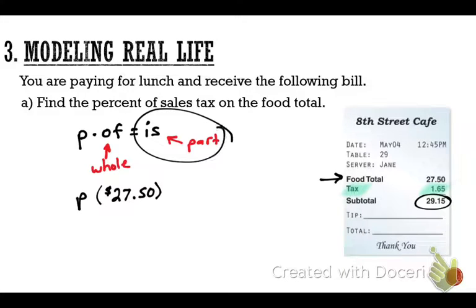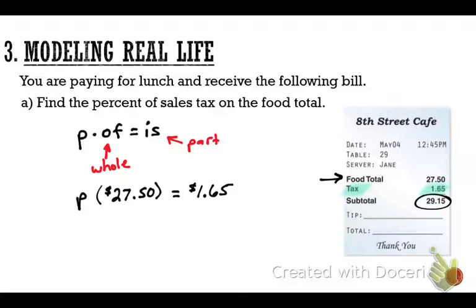The next part over here, the is the part. That's the part that we had to pay for tax. Guys, how much did we have to pay for tax? $1.65. So now this looks like a normal problem. We're trying to get the P by itself so that we can figure out what percent we had to pay for sales tax. How would I do that, Jocelyn?